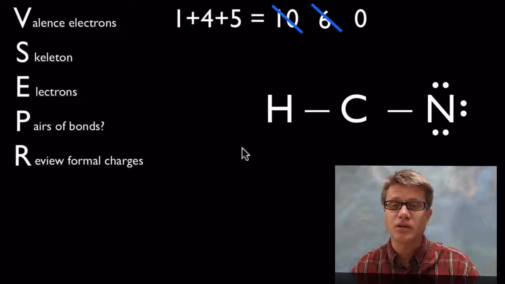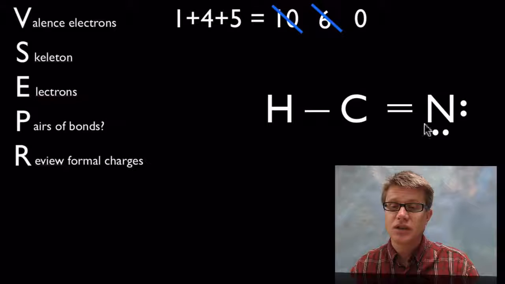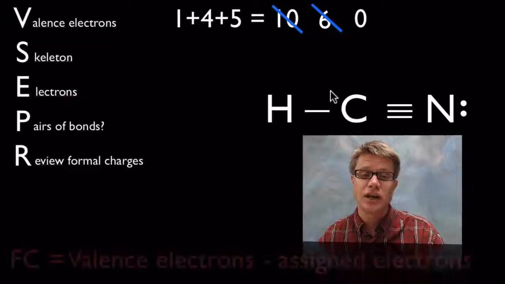And so now we go to pairs. We're going to look for pairs of bonds to try to make carbon a little bit happier. So what we could do is we could share one of those pairs from nitrogen, and now nitrogen still satisfies the octet rule, but carbon's closer. Now it has 6 around it. And so we could try that again, and now we've got a Lewis structure for hydrogen cyanide.